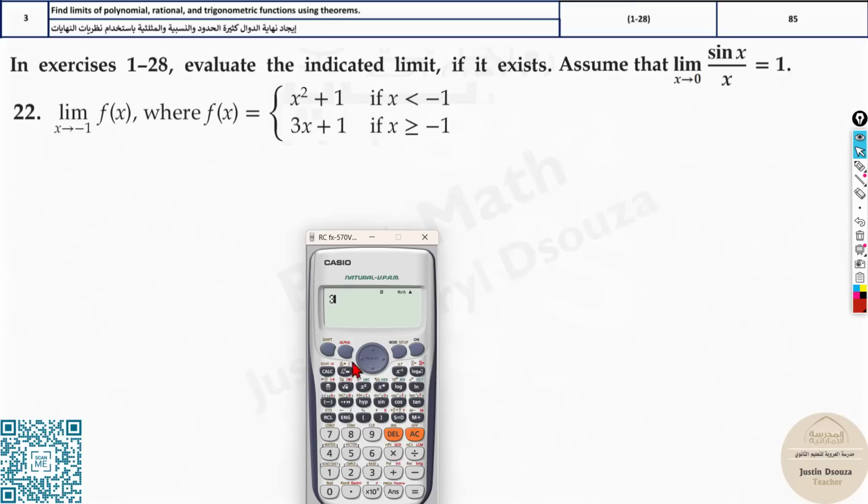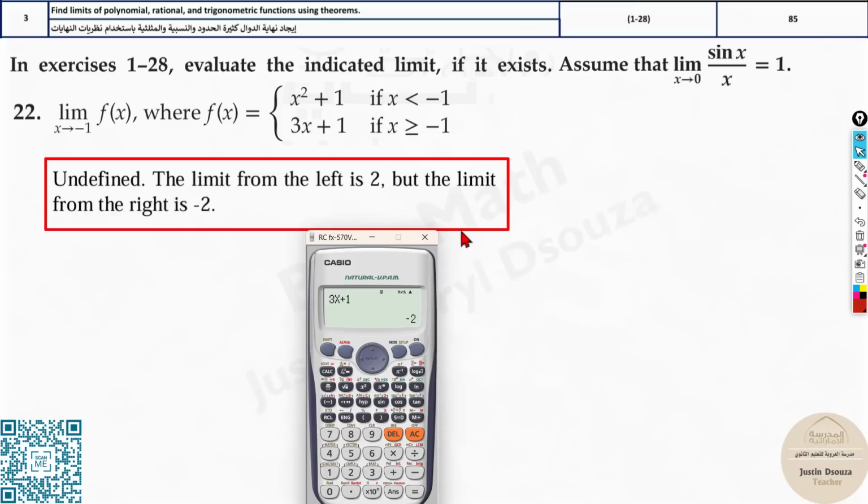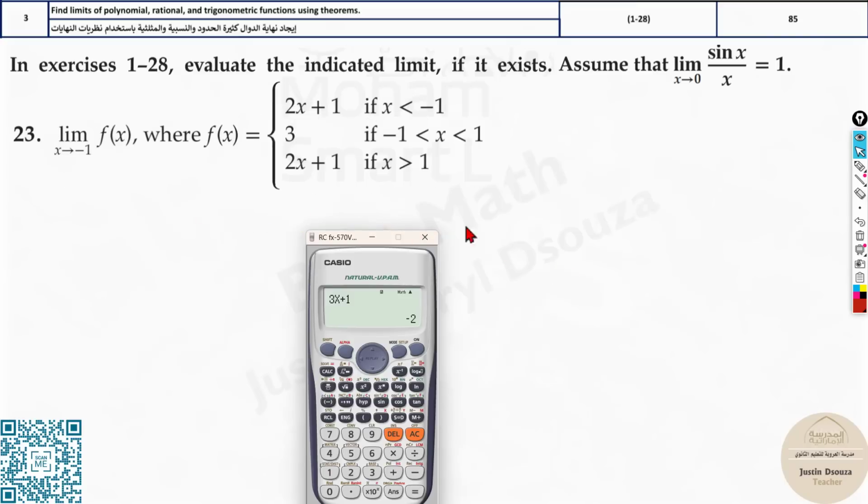And let's try the next one, 3x plus 1. Calculate at what? Minus 1. You can just press equal to because it's the same value, or you can type it out again. Now look over here. Did we get the same values? No. One time we got positive 2 and the other negative 2. It's not the same. It does not exist. So here the limit is undefined. Basically, it's not there. So this is how we can solve it.